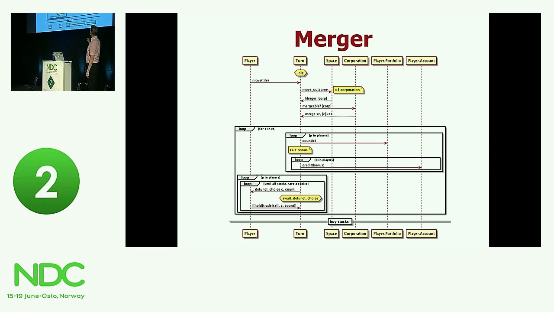Then you ask the corporation process, would this be mergeable? Because there are certain rules. If a company gets too big, it's too big to merge with other corporations.